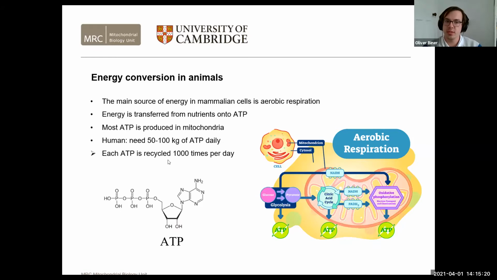A human produces about 50 to 100 kilograms of ATP per day. So you basically produce your own body weight in ATP. However, you won't gain any mass by that. It is recycled so quickly. So in theory, every ATP molecule is used up to 1,000 times per day. So is it now possible to reproduce this process in a test tube?